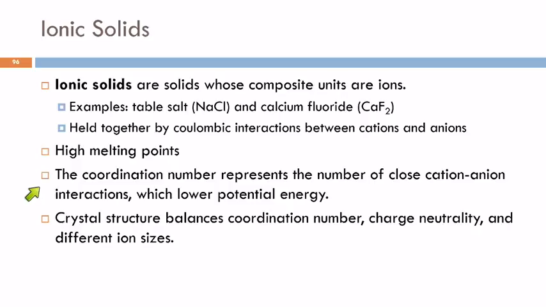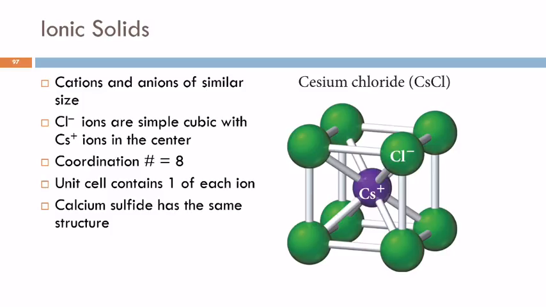The coordination number represents the number of close cation-anion interactions. So the more interactions you have between cation and anion, opposite charges, the lower the potential energy. So we had looked at all these crystal structures where the individual particles, we were just calling them atoms. When you have ions now, you've got a balancing act. You've got coordination number to consider. You also have charge neutrality. You have to have the right number of each kind. And then you can also have different ion sizes. And so we'll just look a little bit at how that affects crystal structure.